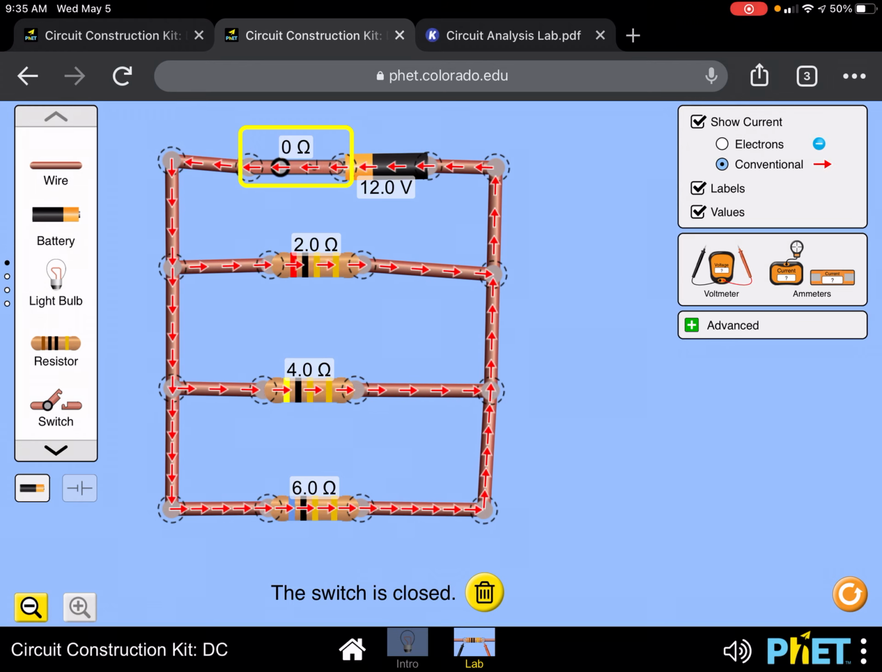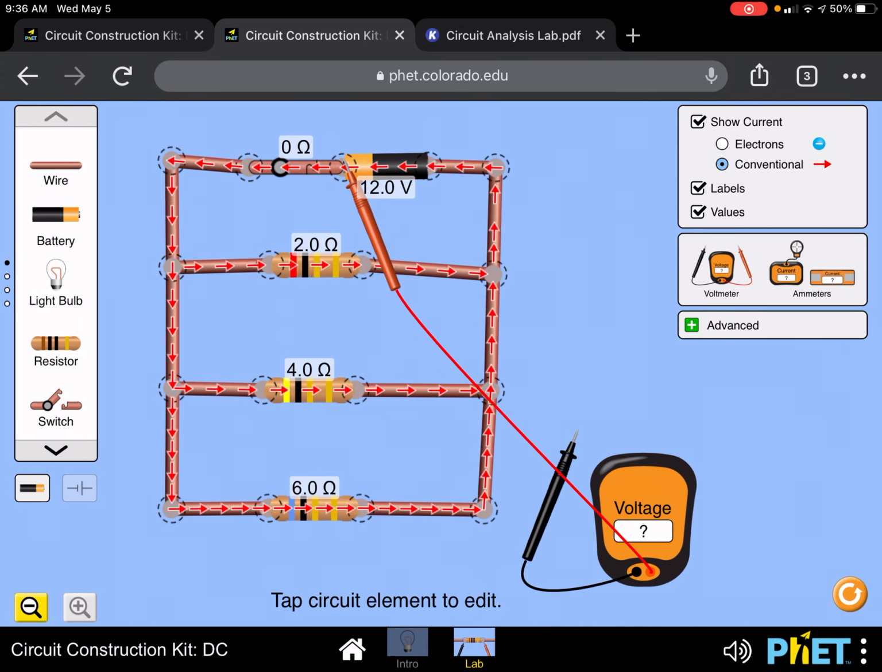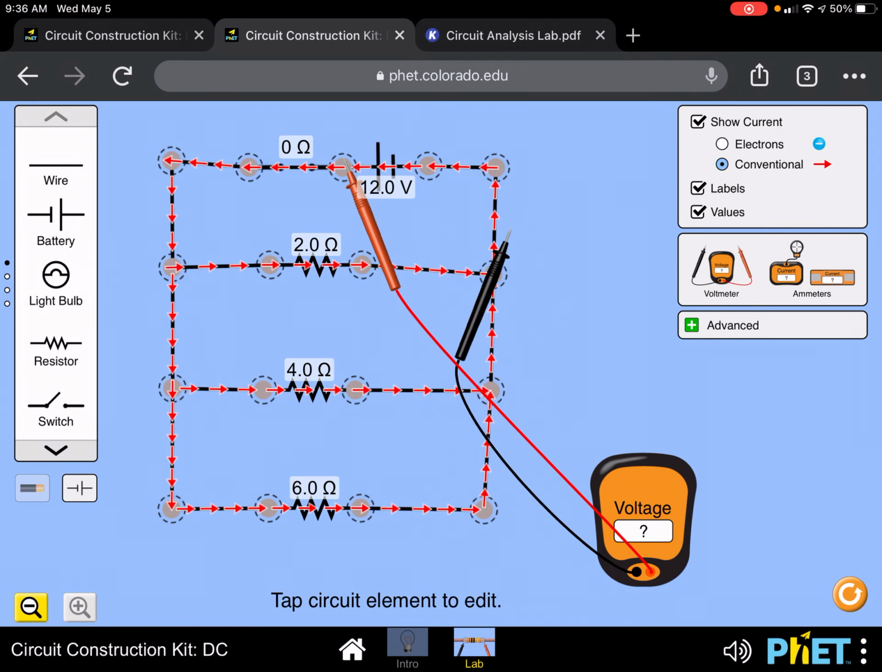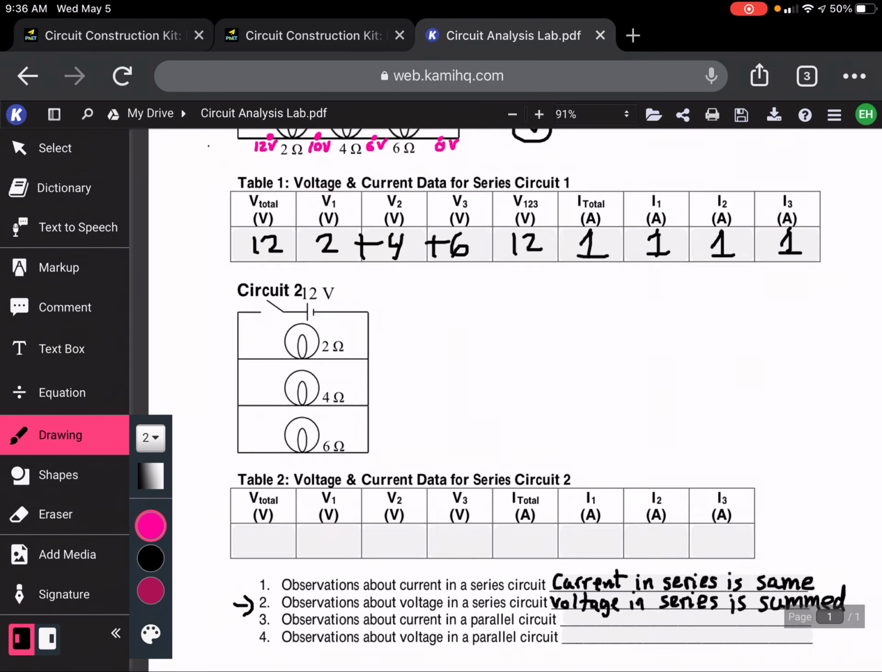Now let's make some measurements. Voltmeter, the red goes on the positive side. I'll switch it to the schematic over here. The black goes to the negative side. You can see 12 volts across the battery. Let's go ahead and record that.